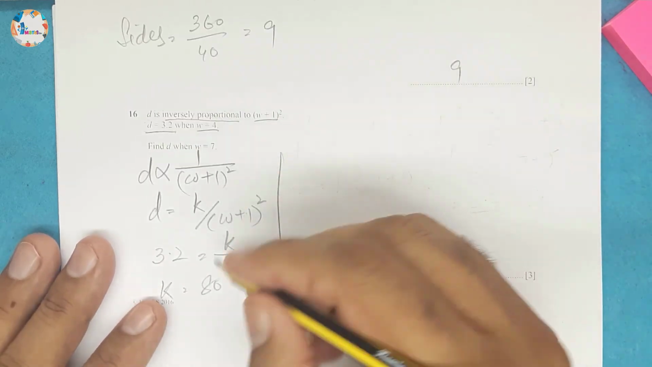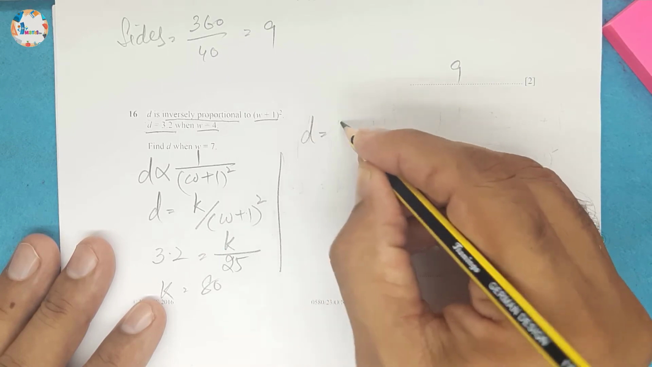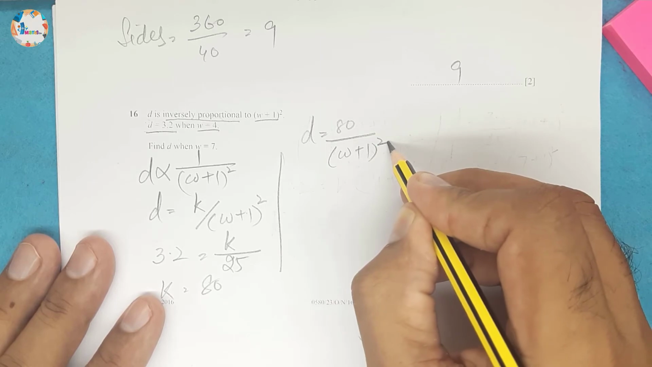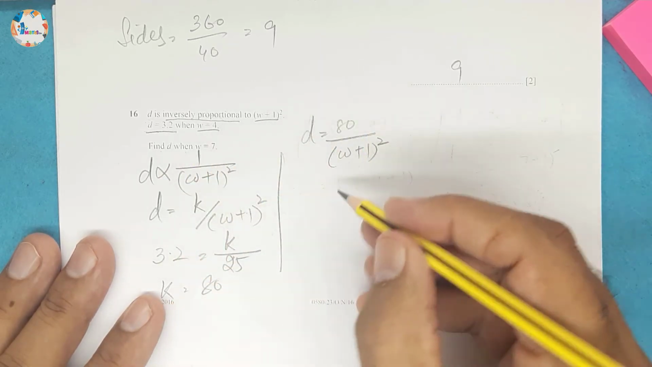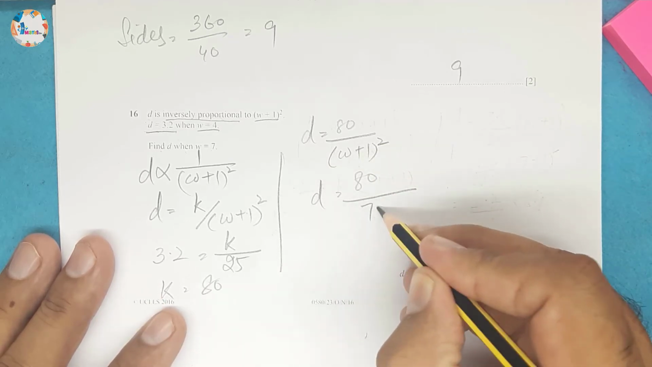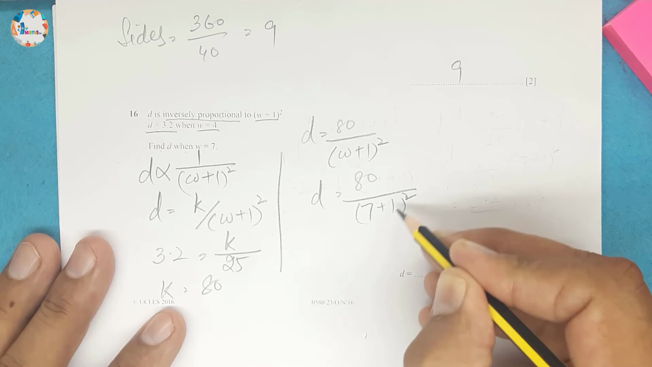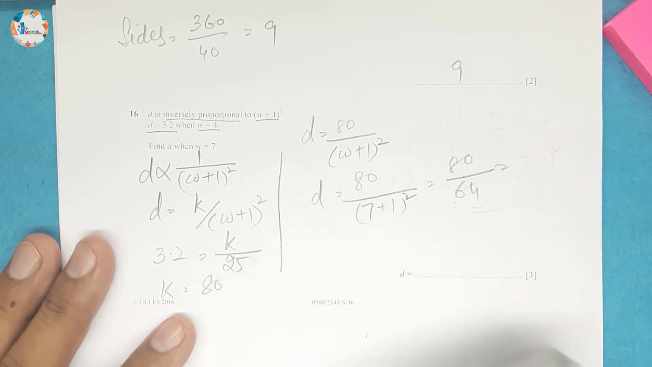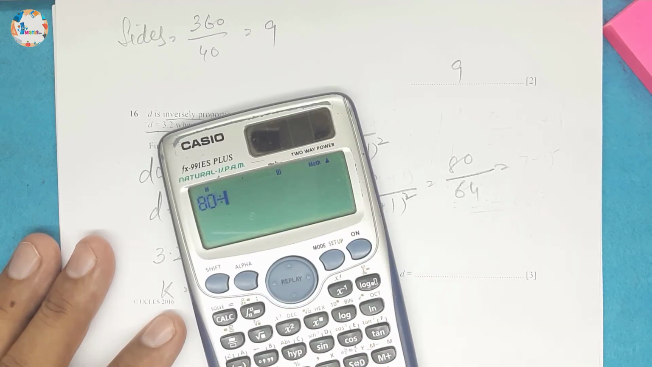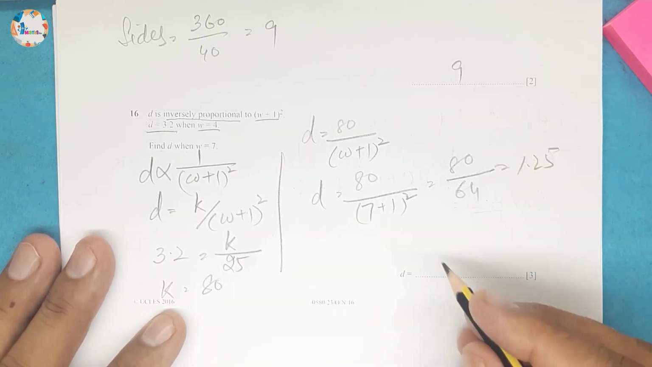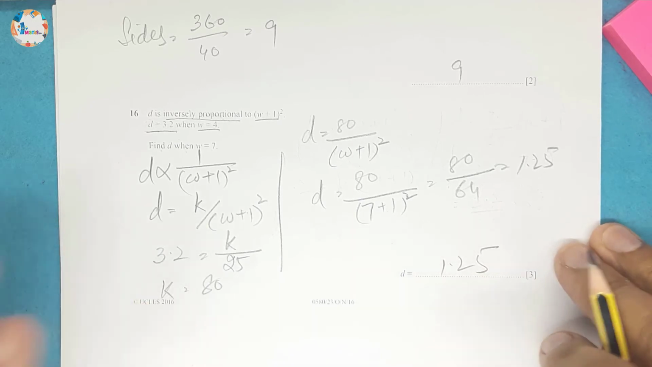Now we can replace this value in this equation. So D will be equal to 80 over W plus 1 squared, and they are saying find D when W is equal to 7. So D we have to find when W is equal to 7. So 7 plus 1 squared, which is 8 squared, so 80 over 64. 80 divided by 64 will be resulting to 1.25. So 1.25 will be our answer for this part.